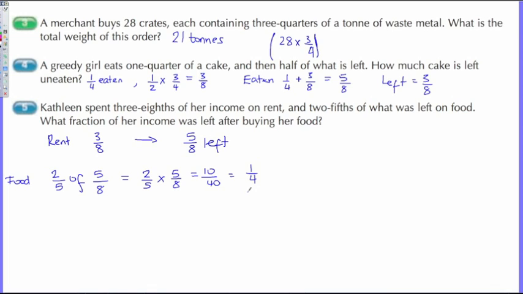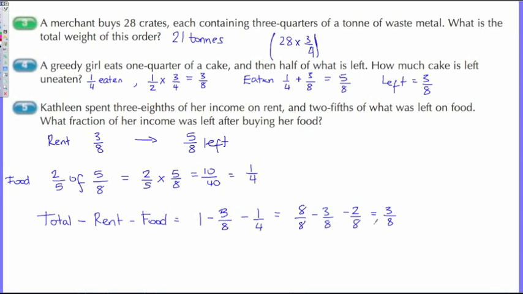What fraction of her income was left after buying her food? So we're going to have the total, take away the rent, and then take away the food. Total amount, which is 1. Okay, so that's the whole of her wages or her income. We take away 3/8 and we take away a quarter. Okay, so if we make these all into 8s, that's the total, take away 3/8, take away 2/8. We are left with 8, take away 3 is 5, 5 take away 2 is 3. So 3/8 of her income is left after buying her food.